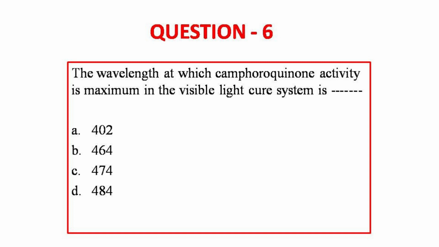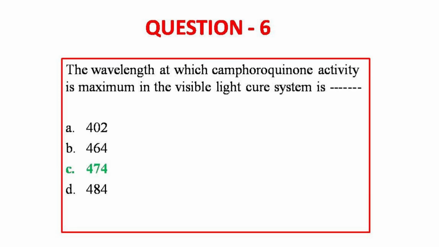The wavelength at which camphoroquinone activity is maximum in the visible light cure system is, they've given us 4 options and the answer is 474 nanometer. You should note the question: camphoroquinone's activity is maximum, that is 474 nanometer.